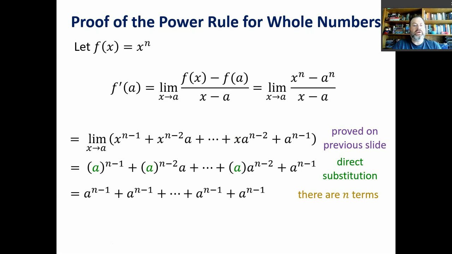And after you plug in all the a's, it turns out all of these individual terms simplify to a to the n minus 1. So here we took x, replaced it with a. This is a to the n minus 1. Here we have x to the n minus 2 times a. We'll replace this with a. Multiplied together it is a to the n minus 1. And as you continue across, all these things are a to the n minus 1. Well, there's n terms, so you get n times a to the n minus 1, which is what we're trying to prove.